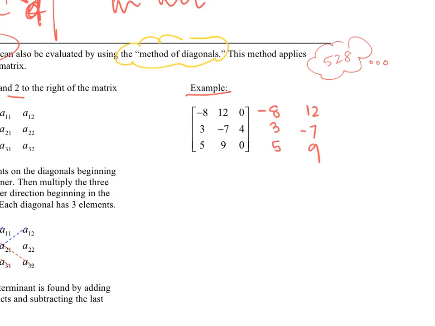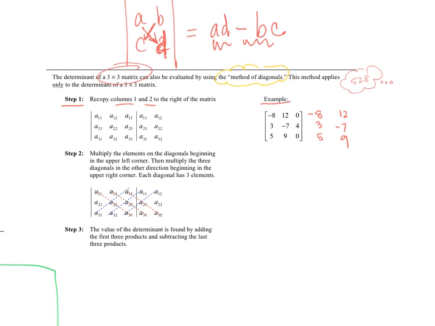So I recopied column 1 and column 2. And I'm going to draw the line so I know I'm finding the determinant. And so it wants me to do some diagonals. It says multiply the elements on the diagonal beginning in the upper left corner. So that should sound really familiar. That's just what we did with our 2 by 2 determinant. We would multiply those guys together. Now this time, because it's a 3 by 3, we have a few things to multiply. Those guys and those guys. And so we're going to multiply all those 3 guys.